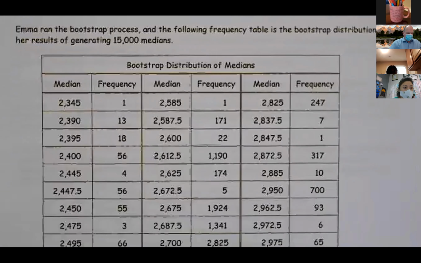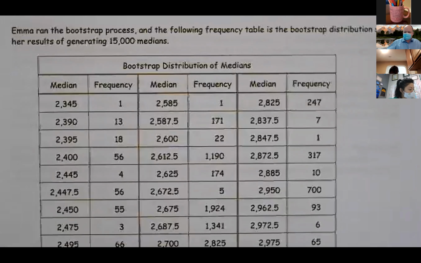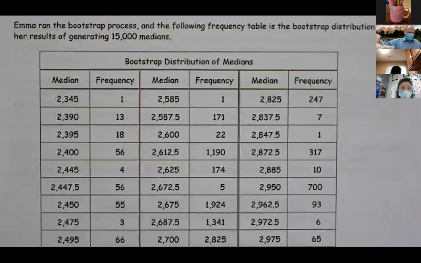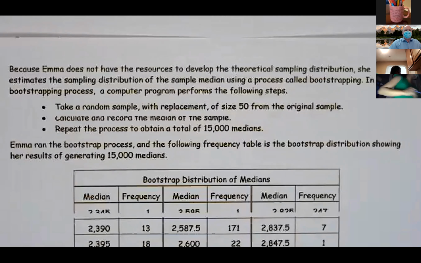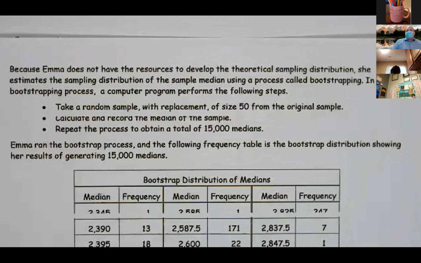So Emma ran the bootstrap process. Oh, excuse me, I skipped ahead, and I should not have. Because Emma does not have the resources to develop the theoretical sampling distribution, she estimates the sampling distribution of the sample median using a process called bootstrapping. In the bootstrapping process, a computer program takes a random sample, with replacement, of size 50 from the original sample, and calculates and records the median of the sample.